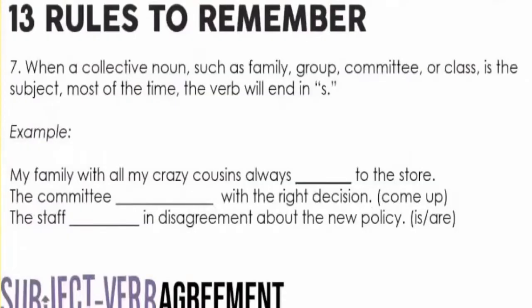Alright, rule 7. When a collective noun, such as a family, group, committee, or class, is the subject, most of the time, the verb will end in S. Again, most of the time. For example, the family with all my crazy cousins, always blank to the store. Can we use the word go here? So is it go or goes? It should be goes talaga, no? Kasi family, it's singular in sense. It's a collective noun. So dahil singular siya, we use goes for that.